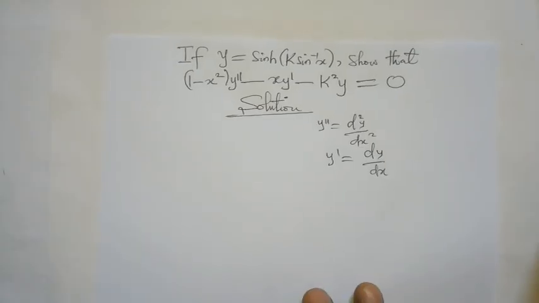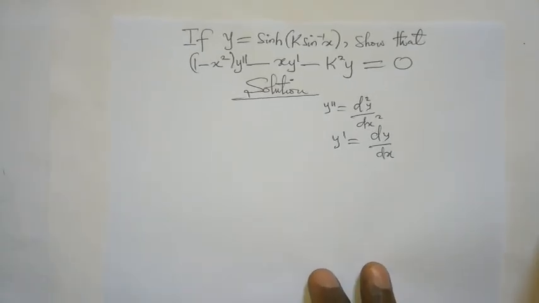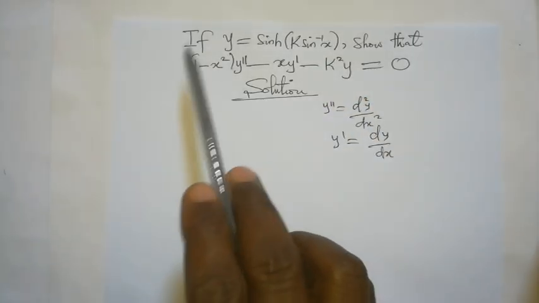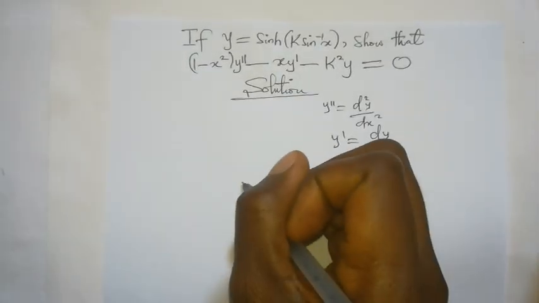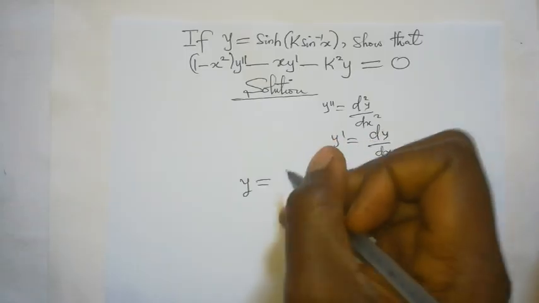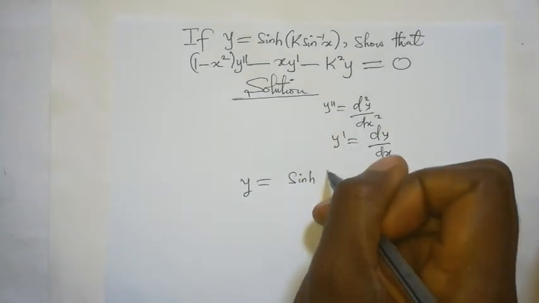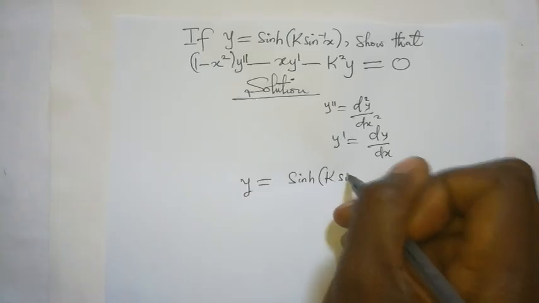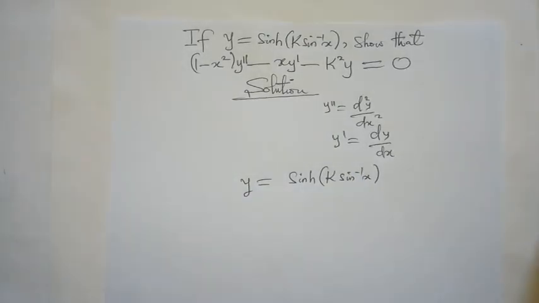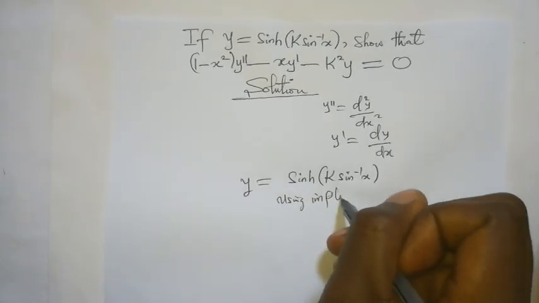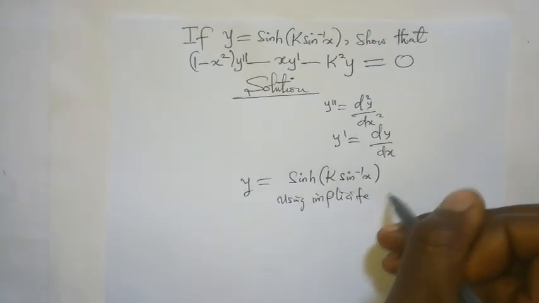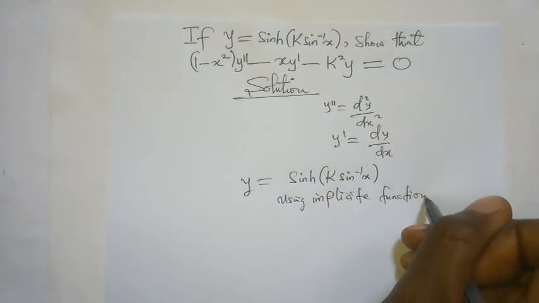So let's solve it together. But it's a proof. They said if this is this, show that this is this. So let's pick the main question, which is y is equal to sin(k sin inverse of x). You get it? So the best way to do it is to use implicit function.